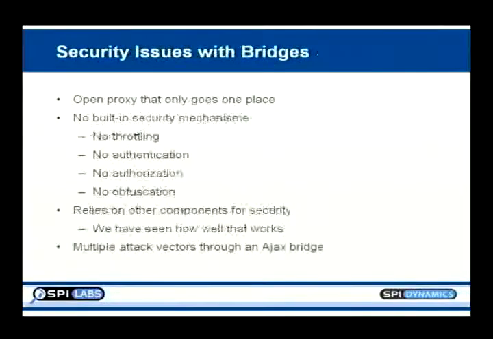So there are security issues with bridges, obviously. It's an open proxy, but it only goes one place. At billiesbooks.com, it's an open proxy to amazon.com, and it only goes there. There are no built-in security mechanisms in any of the bridges. There's no throttling, where the bridge will clamp after so many requests, when the same user asks it a bunch of requests. There's no authentication, there's no authorization, and there's no obfuscation of what's actually being sent and what's coming back. It relies on other components for the security.